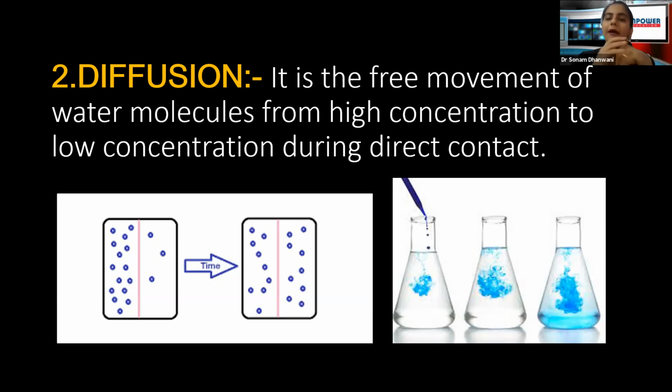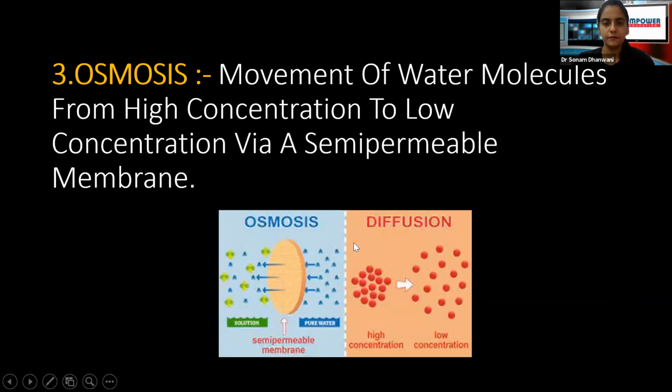Okay? It gets completely mixed up, right? There is complete diffusion that happens. Then we cannot see two solutions, right? We see only one solution. So that is diffusion. Okay, remember this ink example for diffusion.